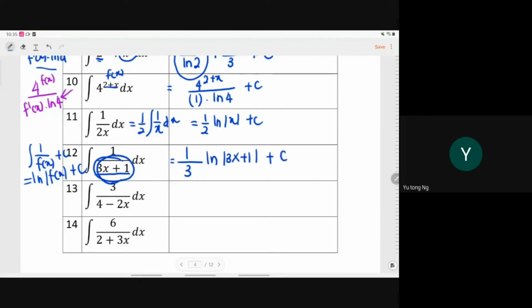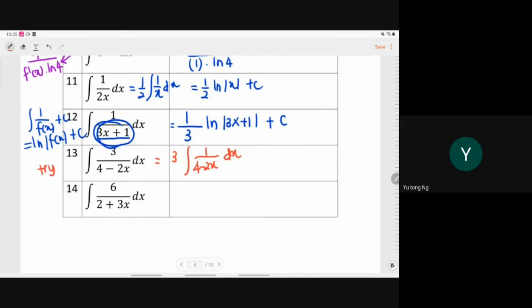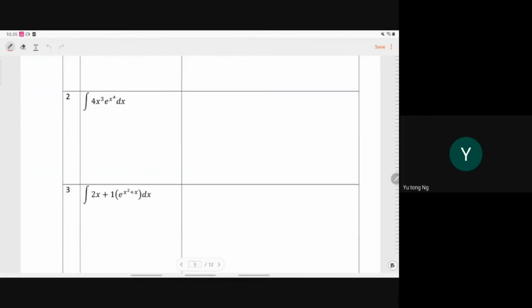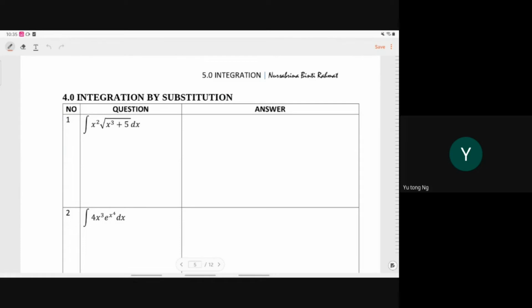Okay, so question number 13, 3 to the power 3 over 4 minus 2x dx. This one I want you to try by yourself. Sama case macam nombor 12. Cuma, we can take out that number 3 first as a constant, 1 over 4 minus 2x dx. Try to find out by yourself what is the answer for this one, and as well as for question number 14. So that one is just how to apply the integral formulas and try to solve the integration equation.